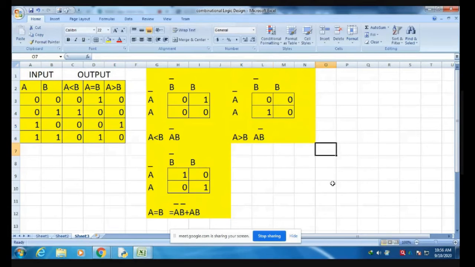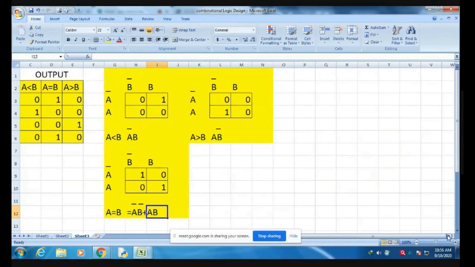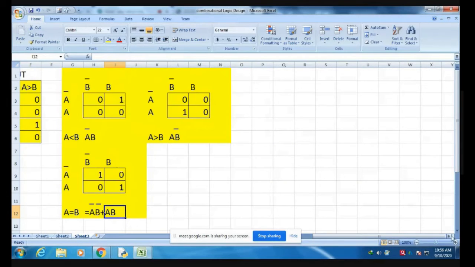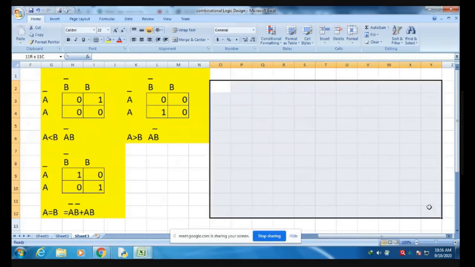A B bar. Now we get the three equations for the three outputs. Using K-map, we get the three output equations. Now we will design the K-map. Sorry, we will design the combinational circuit.